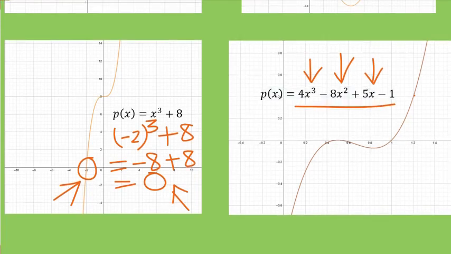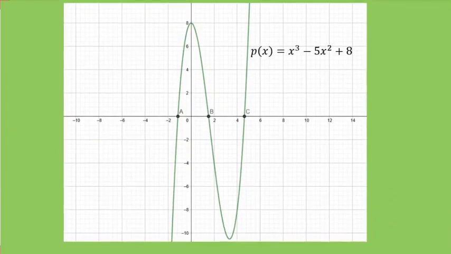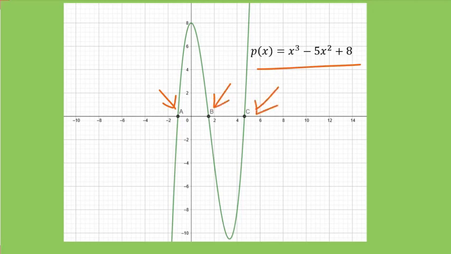So how many points do we see the curve 4x cubed minus 8x squared plus 5x minus 1 intersecting the x-axis? Only 2, right? So how many zeros do we have? 2. Here we have 1 zero, here we have 2 zeros, and for the next one, x cubed minus 5x squared plus 8, you have 3 zeros. This is point A, point B and point C. It is intersecting the x-axis at 3 points, and here also you can notice that the constant is 8. So at 8 the curve is intersecting the p(x) axis, the vertical line, right?